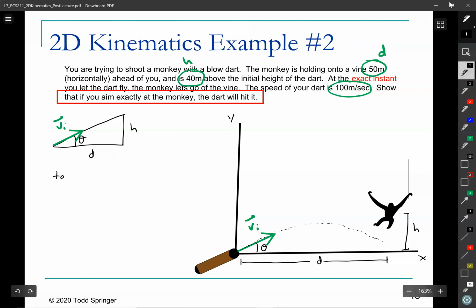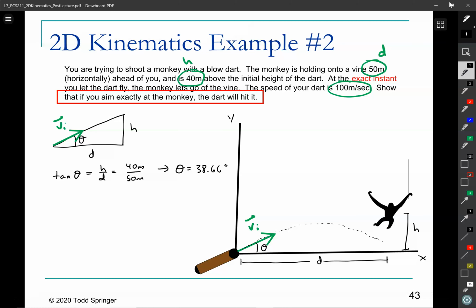Using this, you can figure out that angle. Tangent theta is h over d, which is 40 meters over 50 meters. And from this, you can find the angle. It's 38.66 degrees. Okay.